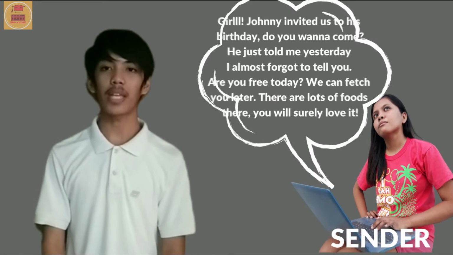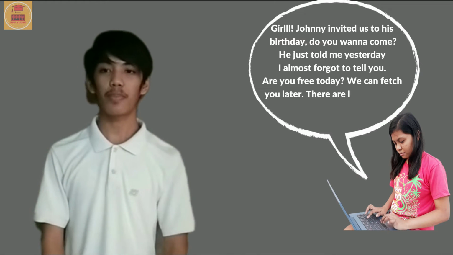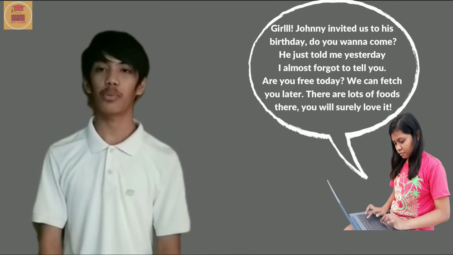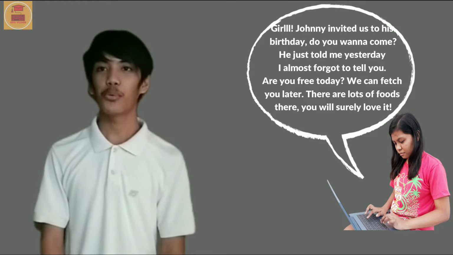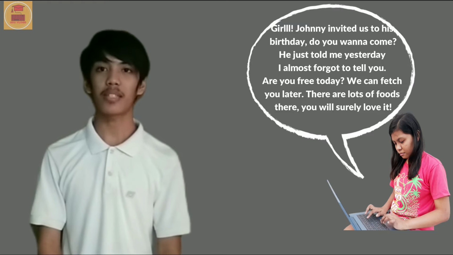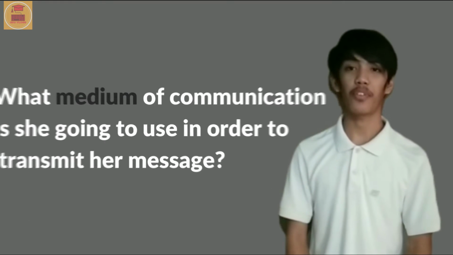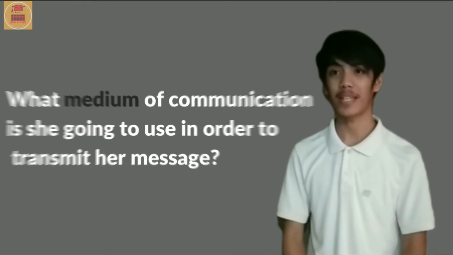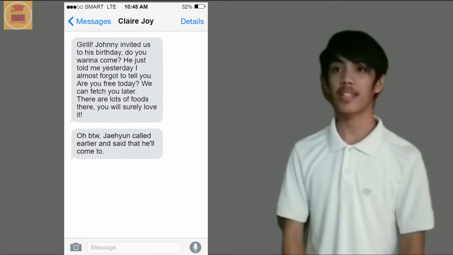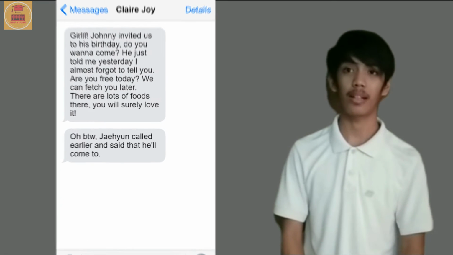Now, that is what you call a message. Next, the message is being encoded by means of encoding to translate the message into symbols or language. In here, we can see that the sender is typing his message. The third stage is the transmission phase, which is what medium of communication he is going to use in order to transmit his message. The medium that the sender uses in this example is through a chat or email.